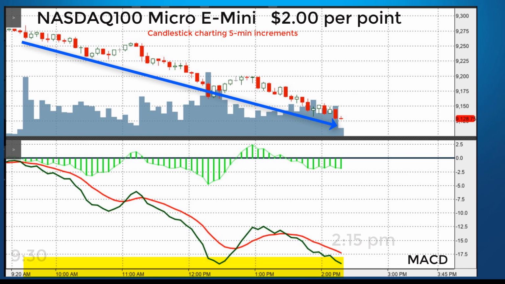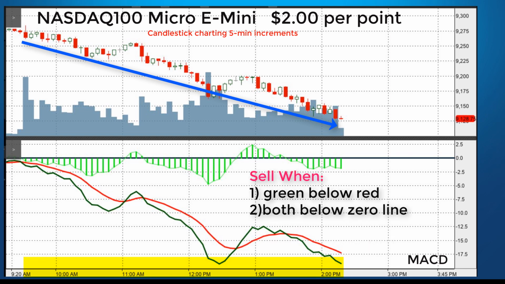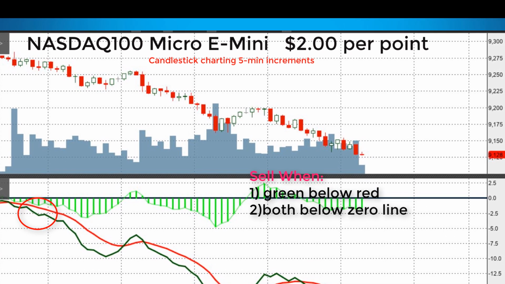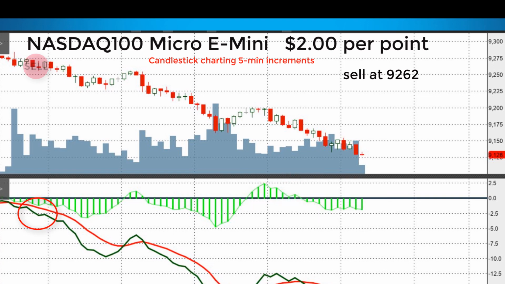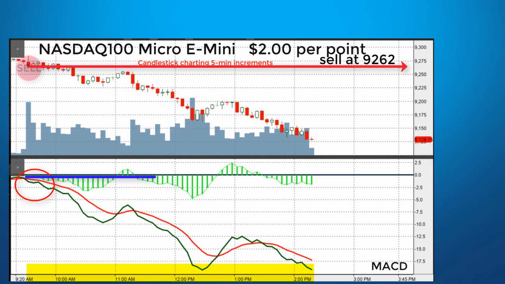Well, the first sell signal, and you recall, in using the MACD indicator, we want to sell when the green line is below the red line, and all this happens below the zero line on the MACD. So here we have a sell signal very early in the day at about 9:45. So we get a sell signal and we sell one contract at 92.62.